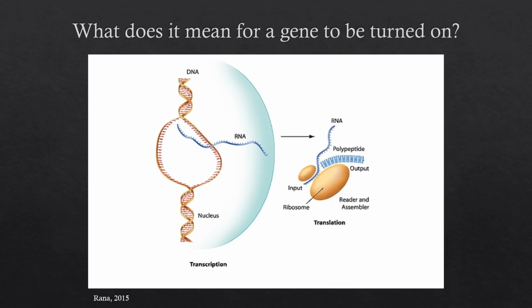So what does it mean for a gene to be turned on? A gene being turned on means activating transcription of that gene to mRNA, which is often followed by translation into a protein. Various proteins are used in a variety of ways in virtually every cellular process.